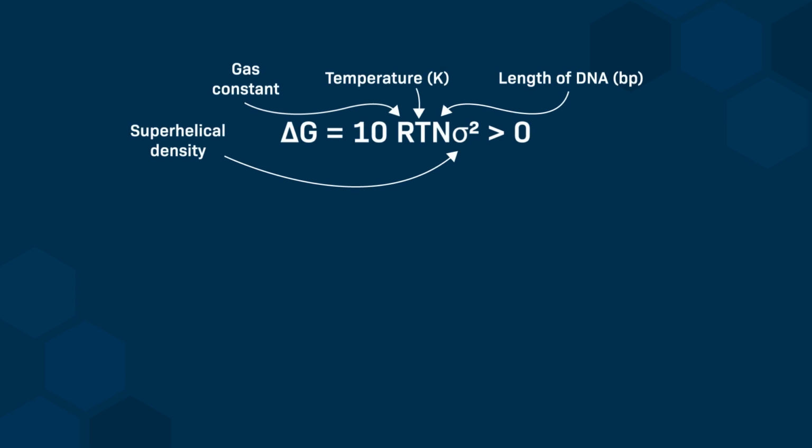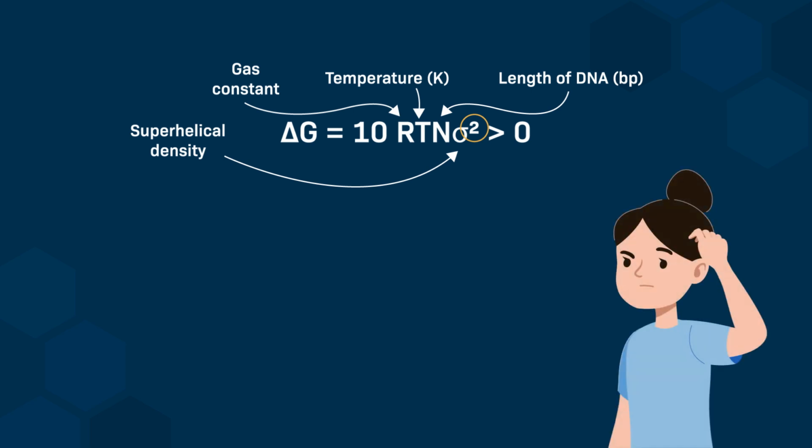Supercoiling is energetically unfavorable, as shown by the free energy calculation for negative supercoiling. Delta G is greater than 10 times RT times sigma squared. Regardless of the value or sign of delta LK, the superhelical density, sigma, is always squared, resulting in a positive delta G. So, under physiological conditions, why do we find slightly negatively supercoiled DNA?